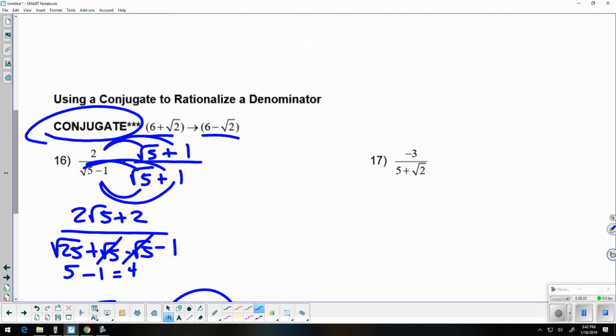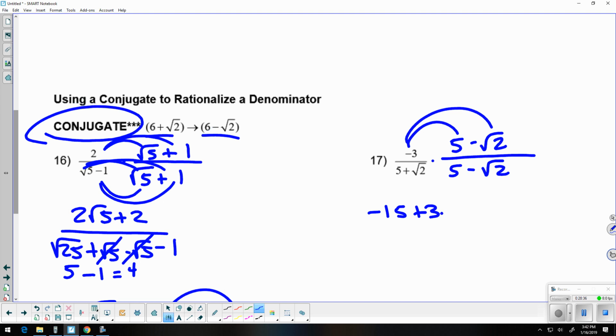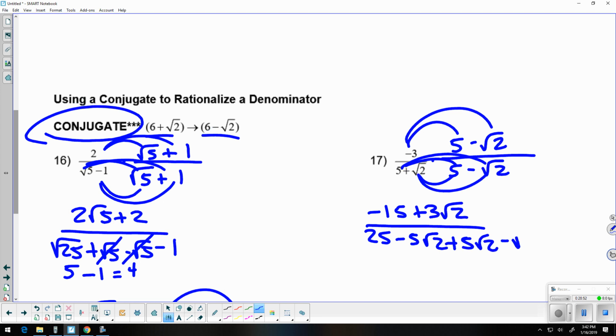To get rid of that radical on the bottom, the square root of 2, I've got to multiply by the conjugate, so 5 minus square root of 2 on the top and bottom. So on top, distribute to both terms. Negative 3 times 5 makes this negative 15, plus 3 square root 2. Bottom now, my denominator, again foiling these two together, we'd have 25, minus 5 square root 2, plus 5 square root 2, minus square root 4.